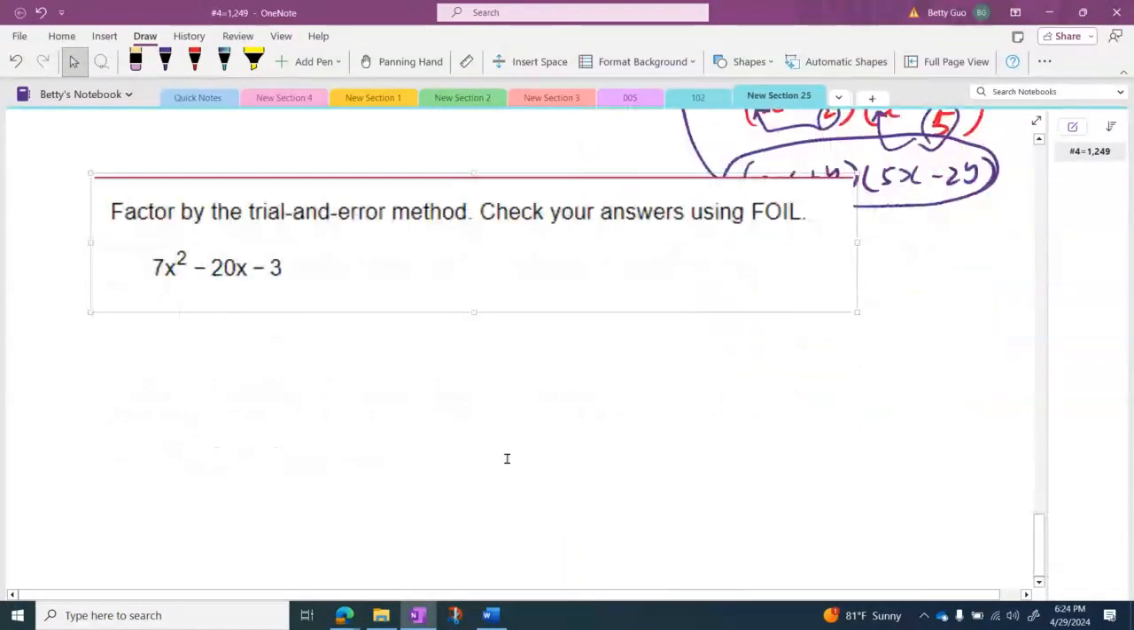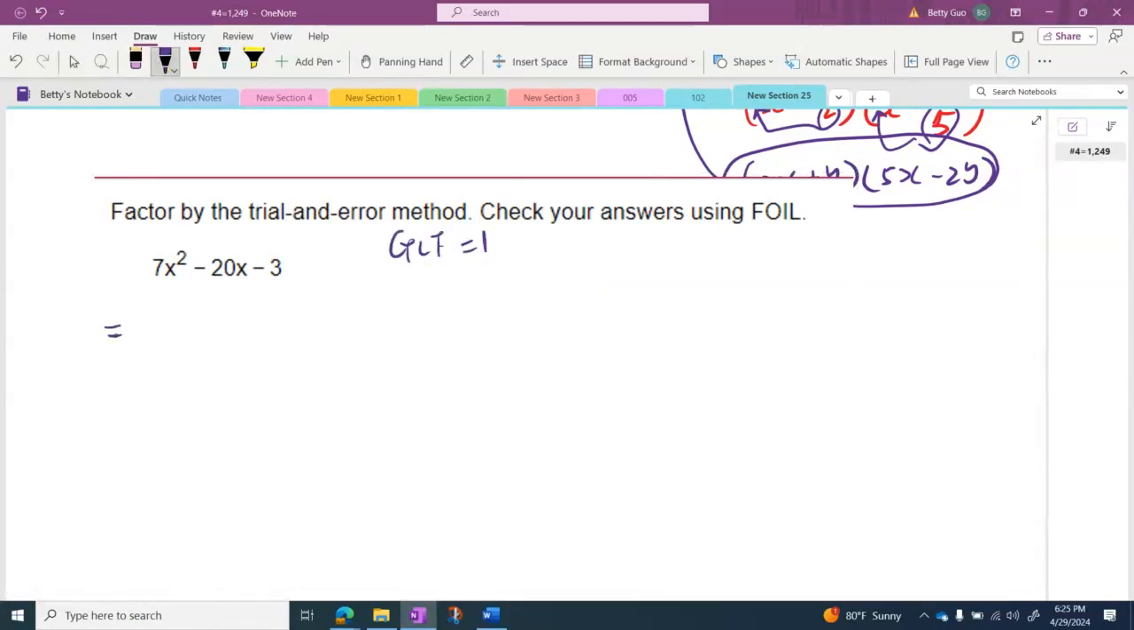Factor by trial and error method. Check your answer using FOIL. Okay. The methods I taught: one is a shortcut, one is slide, divide, slide, right? I'll just keep consistency. For this question, since the GCF is 1, how do we know? Because 7 is a prime, 3 is a prime, and 20 is not divisible by any of those. So the GCF is definitely 1, so there's nothing we can factor out. And the leading coefficient is not 1. So we're going to use the slide, divide, slide method.